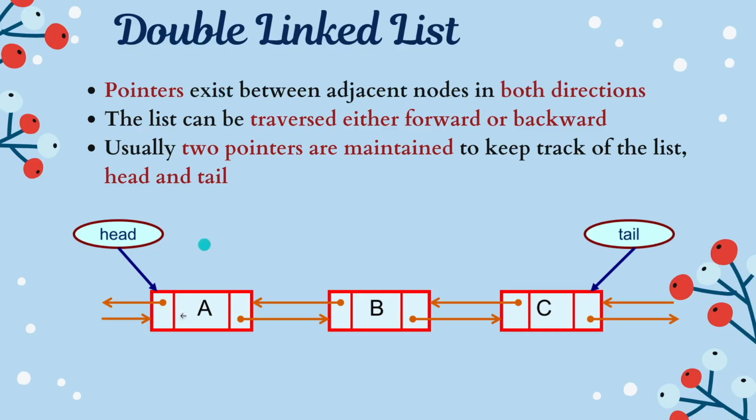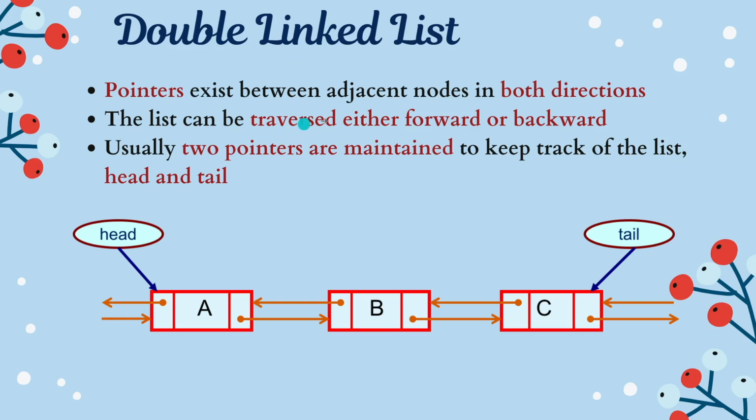So, the second type of linked list is the double linked list. The name itself conveys the meaning. In a double linked list, we will have two pointers, one pointing to the node following it and one pointing to the node preceding it. So, pointers exist in both directions to adjacent nodes. This makes the double linked list special.